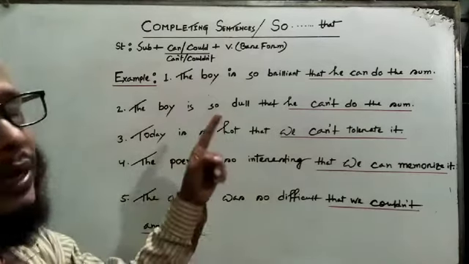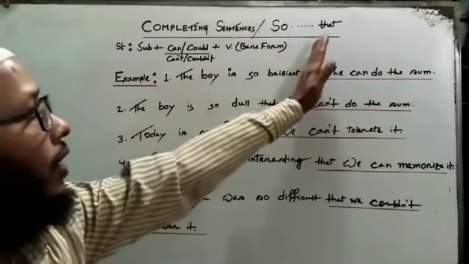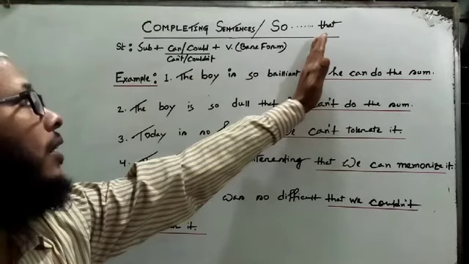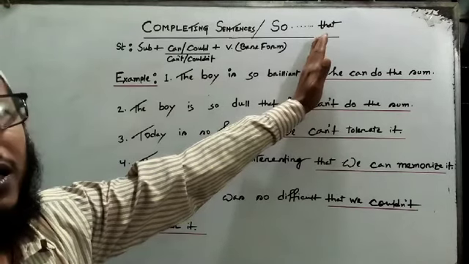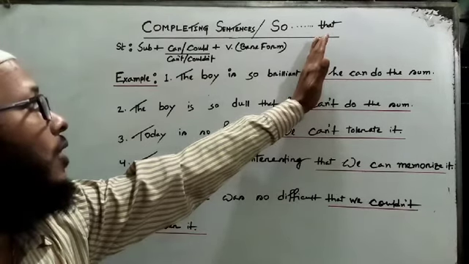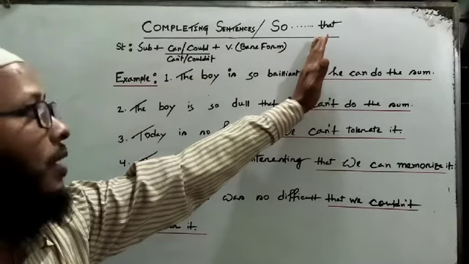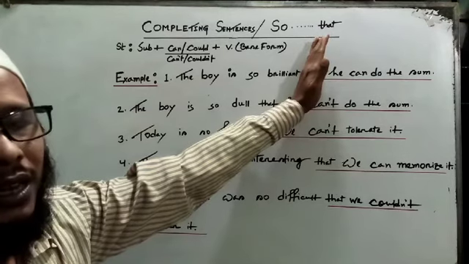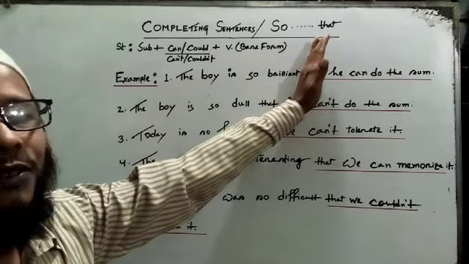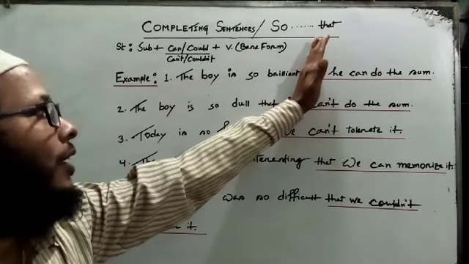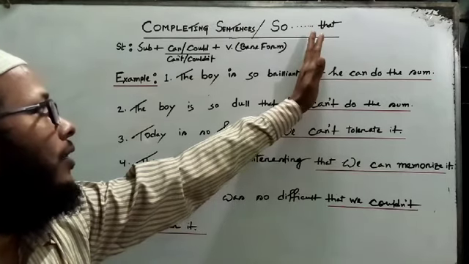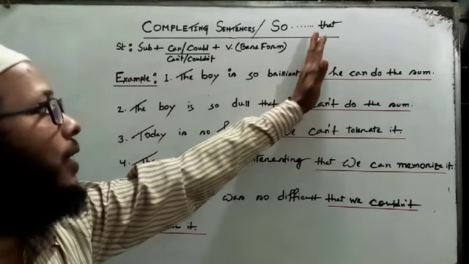The boy is so brilliant. You will find this part in the question. Whenever you find this type of question in your question paper, the boy is so brilliant, at that time you have to remember that you have to follow this structure: so dot dot that.